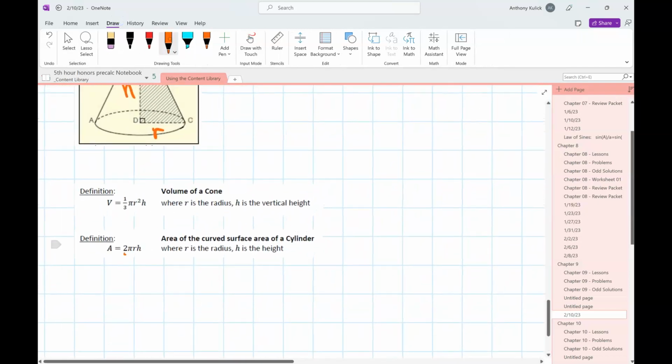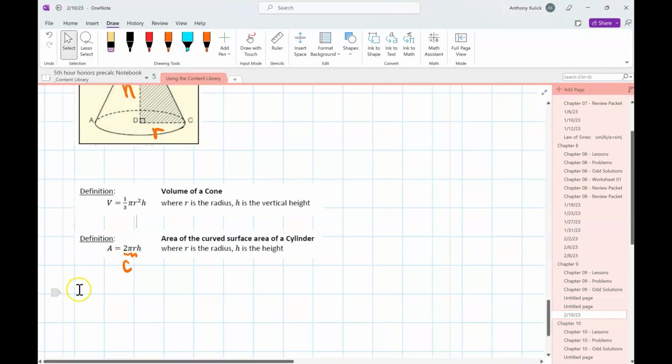What do you notice about 2 pi r? Yeah, that's the circumference of the base for the cylinder, which would make sense, right? If you talk about the sides of the cylinder, if you cut off the bases and cut straight down and unfolded that, that's going to be a rectangle. One side of that rectangle is the height of the cylinder, and the other side is the circumference of the circle because it had to wrap around the base, right?